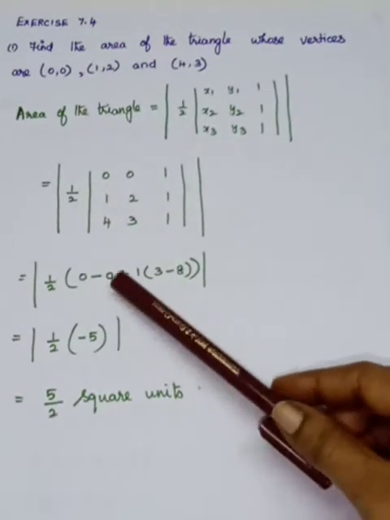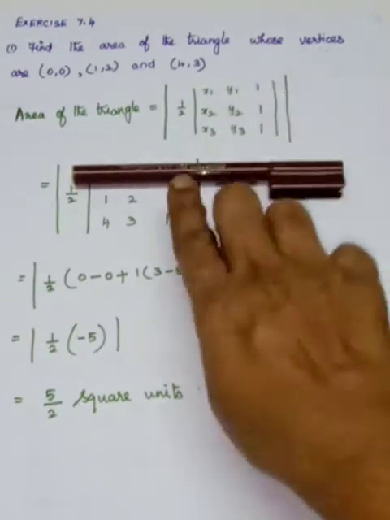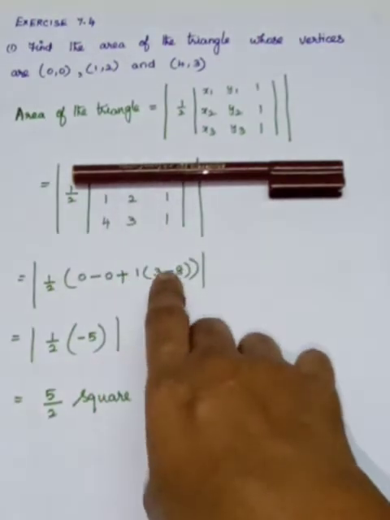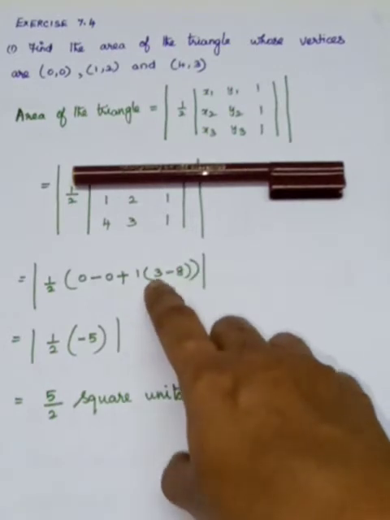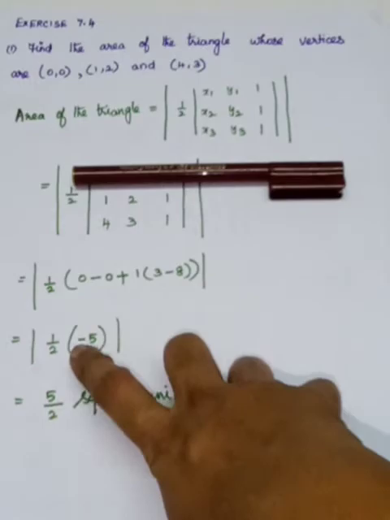So minus 0 plus 1 into, delete the first row and the third column. So what is remaining? It is a 2 by 2 determinant. So 1 into 3 is 3. In between you have to write minus. 4 2s are 8. So what is 3 minus 8? That is minus 5. So minus 5 by 2.